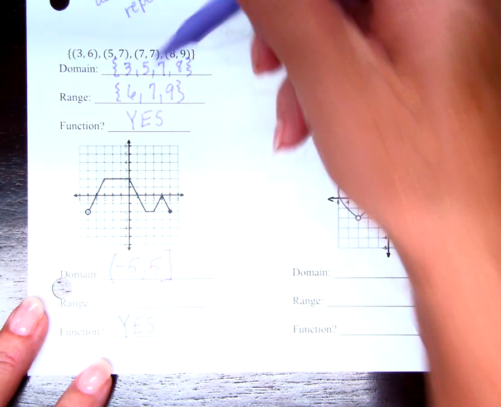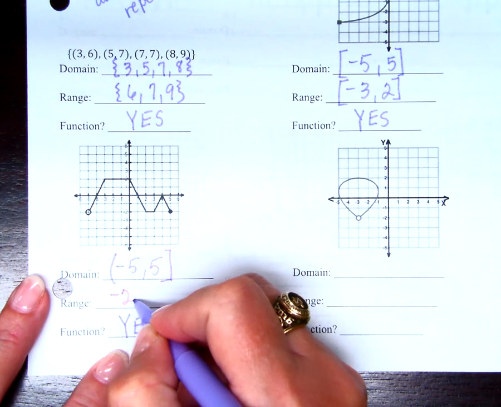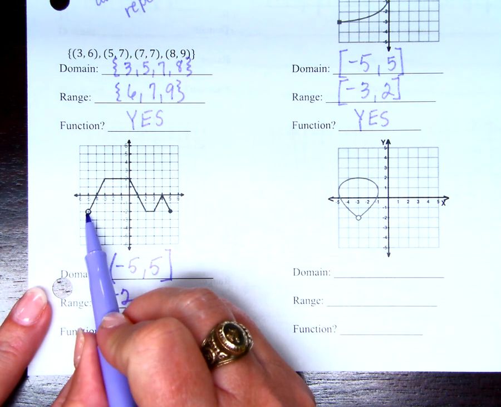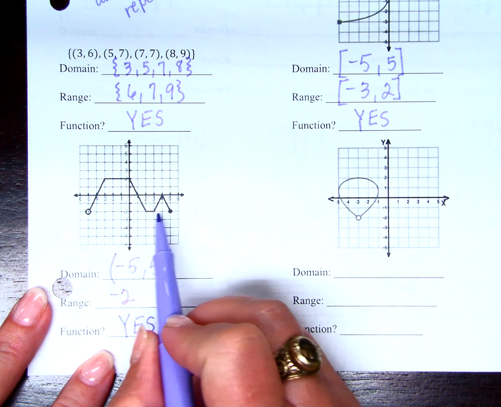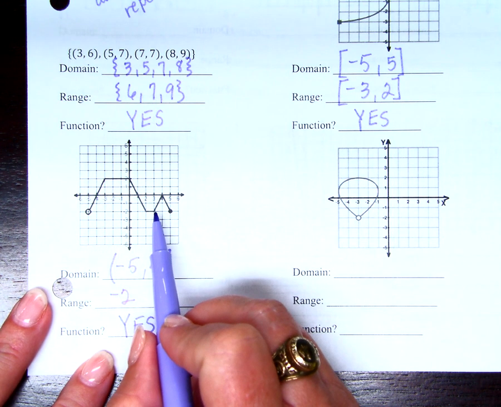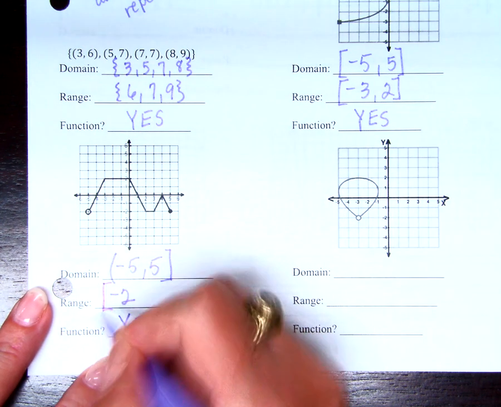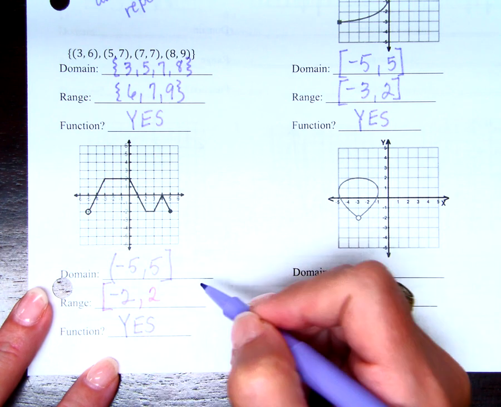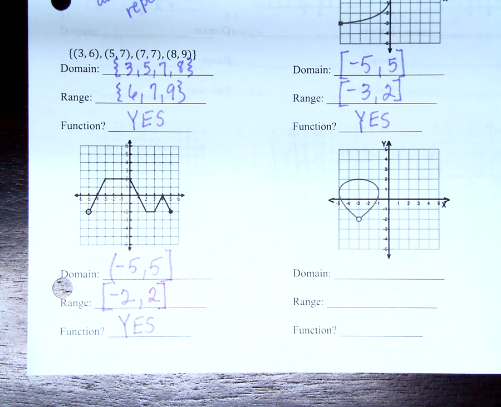All right, how far down does it go? Negative 2. Is negative 2 included? That's kind of tricky, isn't it? This one's an open circle on negative 2, isn't it? But what's true about this and this? They're closed circles. So is it part of the range? Yes, it is. So this is a bracket. And then how far up does it go? To 2. Is 2 included? Yes, so bracket.